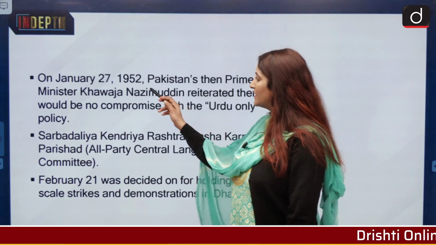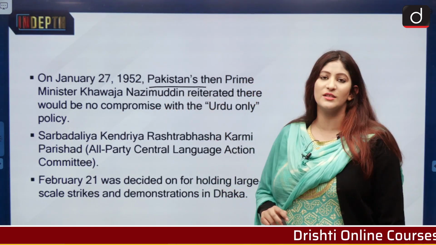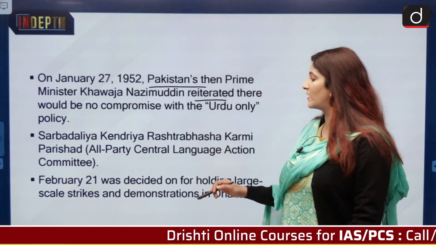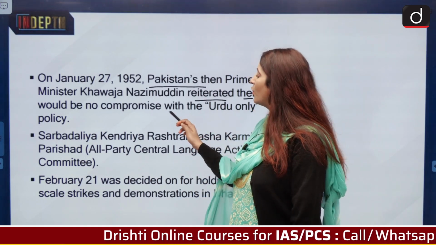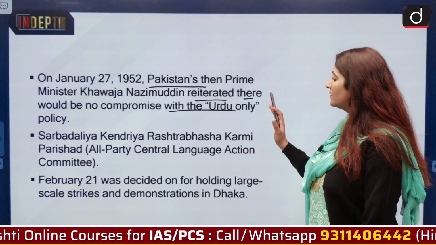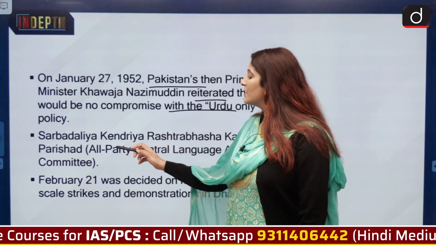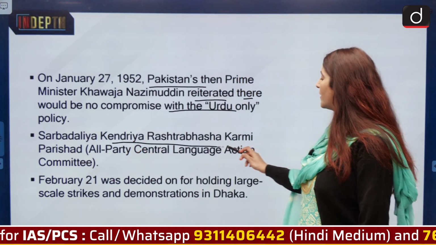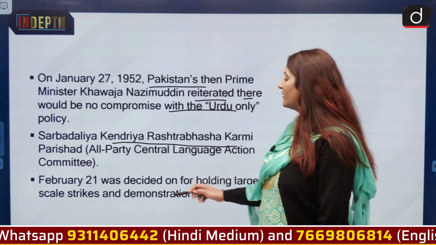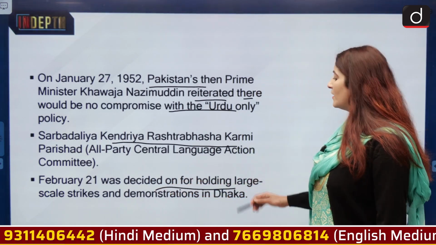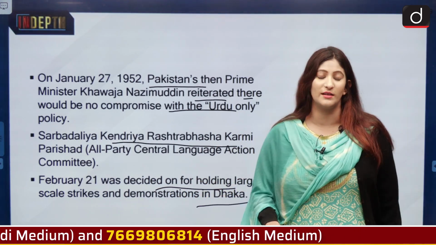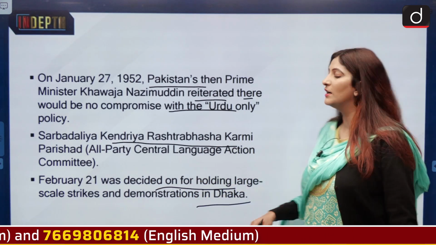But on January 27, 1952, Pakistan's then Prime Minister Khwaja Nazimuddin, who was from East Pakistan, reiterated that there would be no compromise with the Urdu only policy. But the newly formed Sarbadalia Kendriya Rashtra Bhasha Karmi Parishad was not happy with it. So they decided that February 21st should be a holiday for large-scale strikes and demonstrations to be conducted in Dhaka. Many people died in that process.